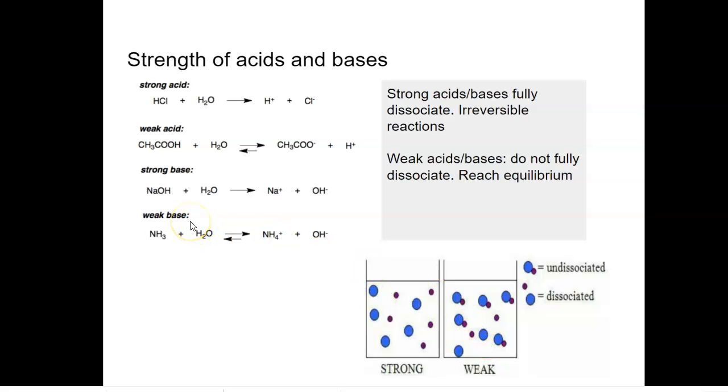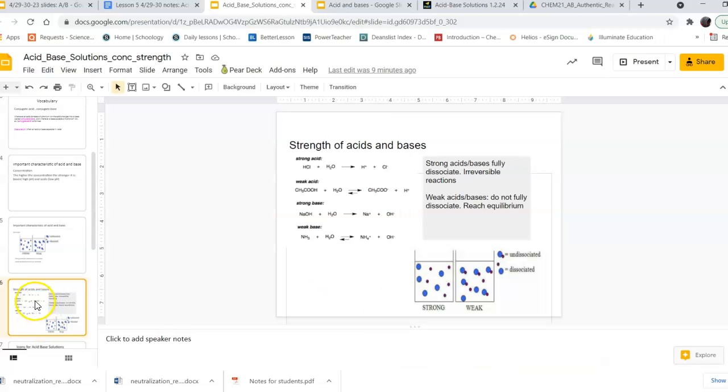So the same thought process applies for bases. So here is an example of a strong base. I know it's a base because it's generating hydroxide ion. Here's my conjugate acid. Right? Notice the reaction is irreversible, therefore it is a strong base. And here you have ammonia interacting with water, forming ammonium ion, right? And then I know again it's a base because it's generating hydroxide ion, and again it is reversible, it does not fully dissociate. Okay, so those are important things for you to know.